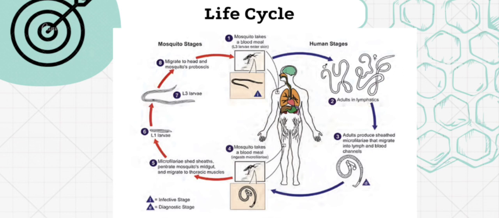Then if another mosquito takes a bite of the human, the sheathed microfilariae will be in the midgut of the mosquito. Then they will migrate into the thoracic muscles of the mosquito. Then they will turn into larvae, and after that, transform into bigger larvae. Then they will migrate into the head and the mosquito's proboscis. So again, it will go back to the same cycle.